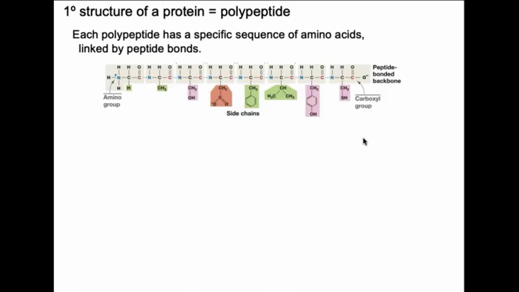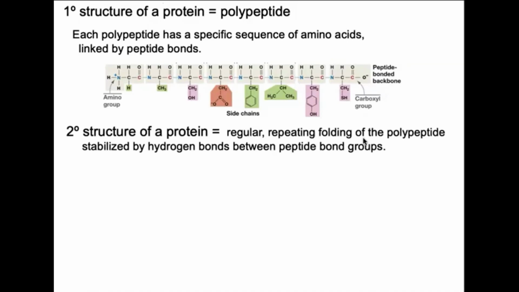What determines which amino acids are there and what order they're in? Well, that's determined by the genes. It's determined by the information in DNA, as we'll find out later in the semester. But in any case, that's held together by those peptide bonds, which are covalent bonds.